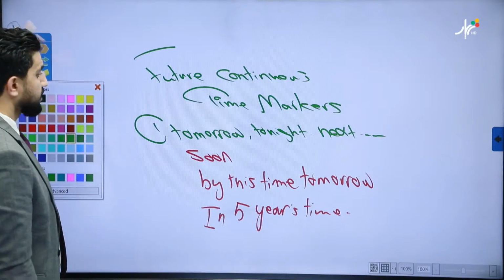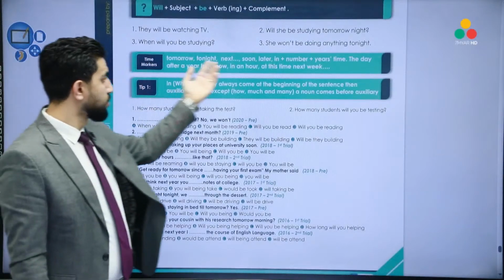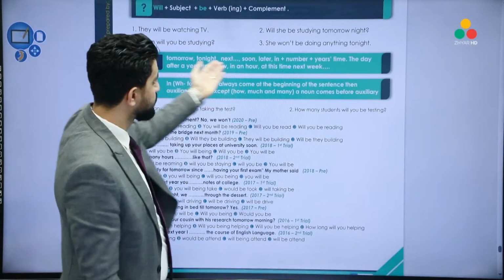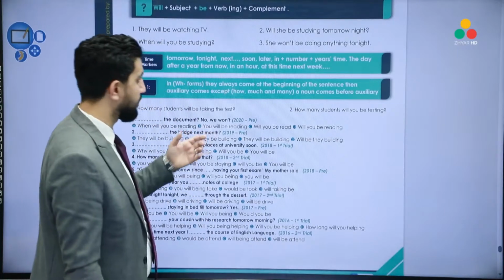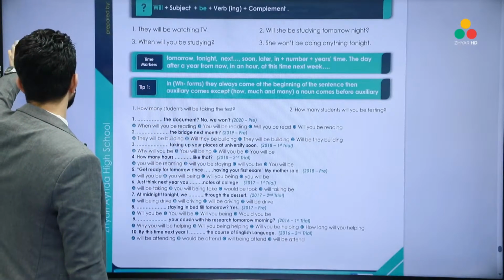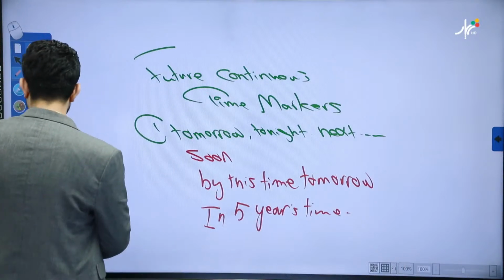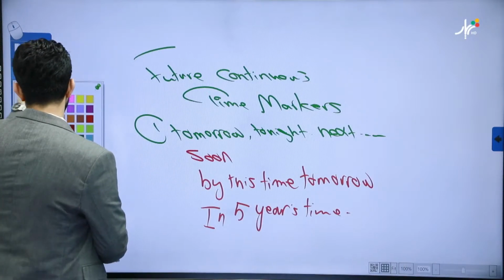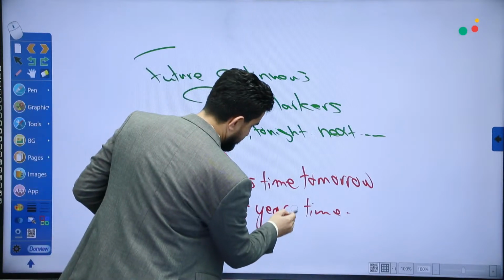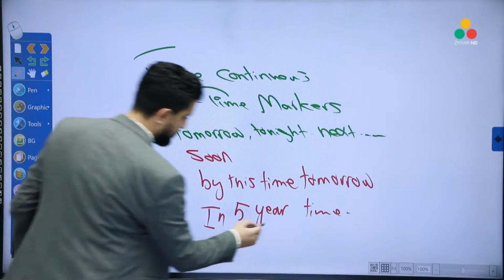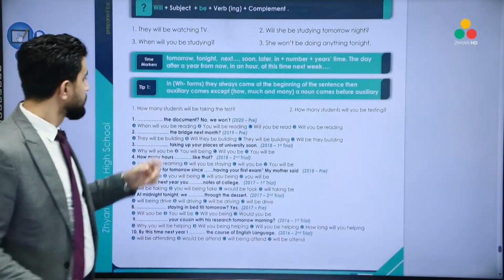All right, now let's get back to the rules. We talked about this. We said tomorrow, tonight, later, and also in number years' time. Okay, we can say it like this. Take a look. In 5 years' time, okay, we say it like this. In 5 years' time. This must be like this. In 5 years' time, okay? Very good.